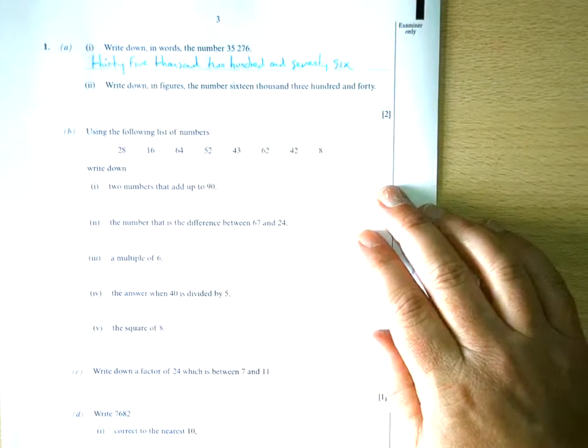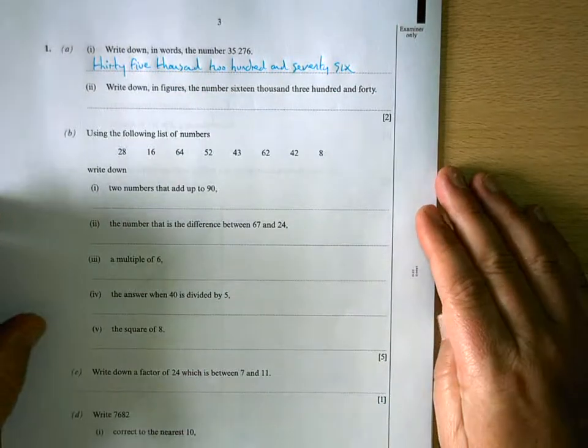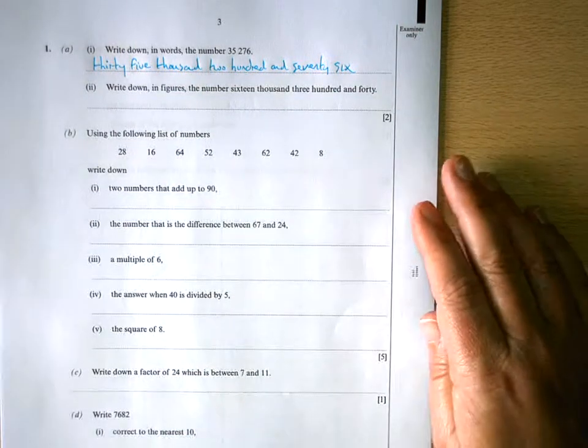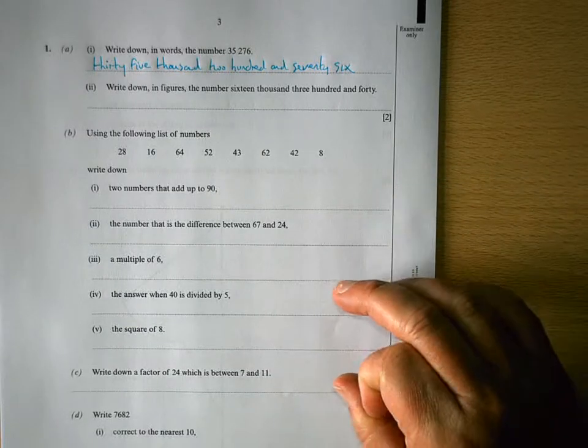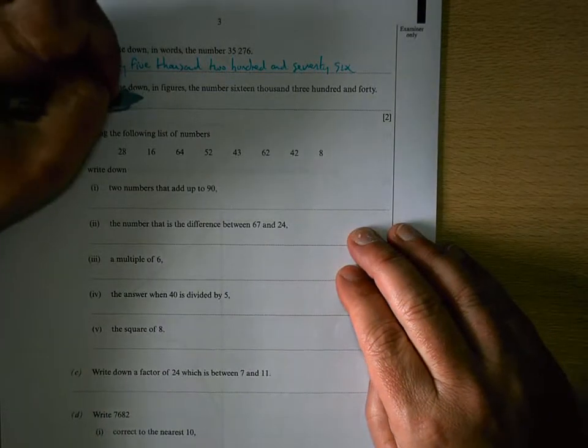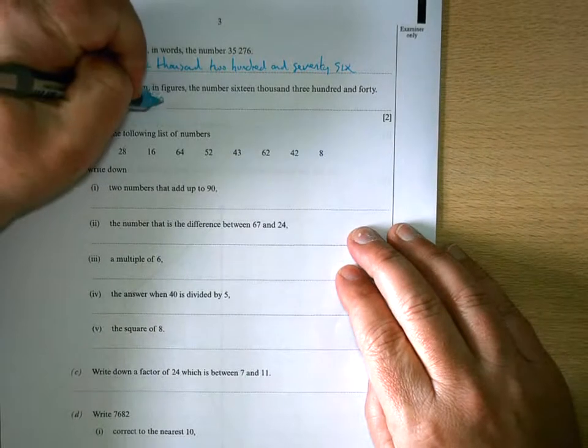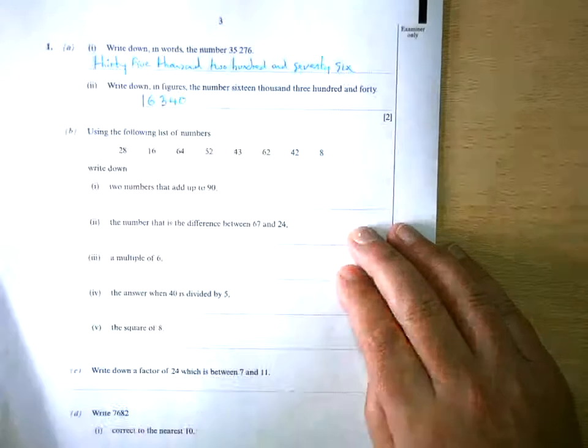Okay, so that's 35,276. Part 2, write down in figures the number 16,340. So that will be 16,340.